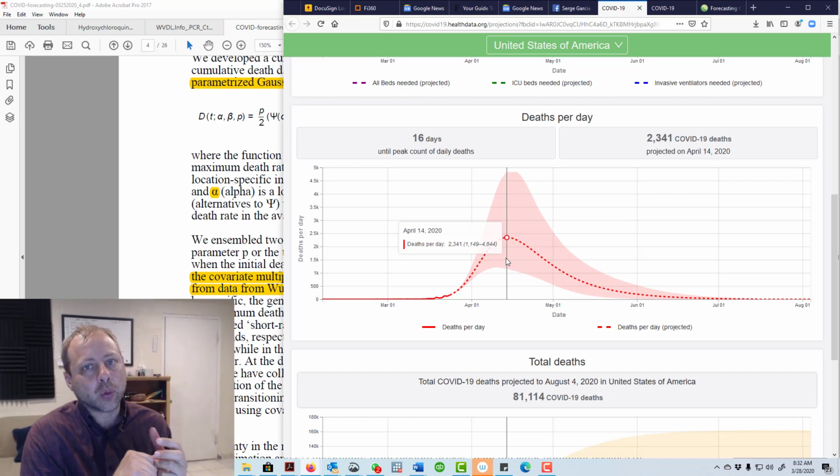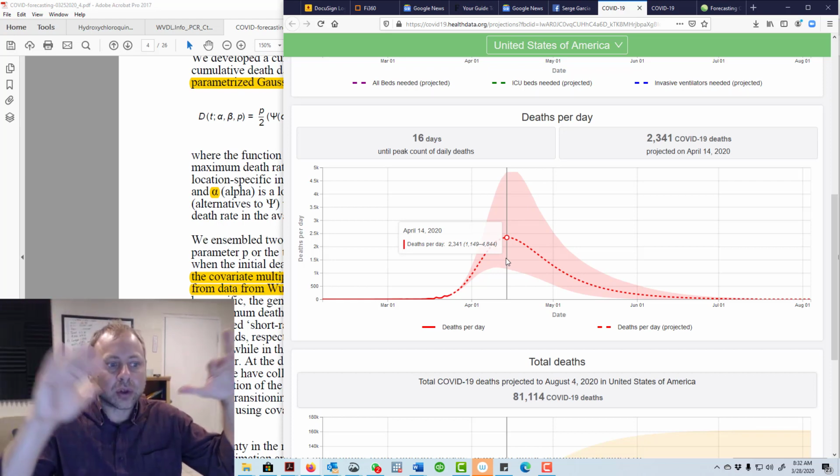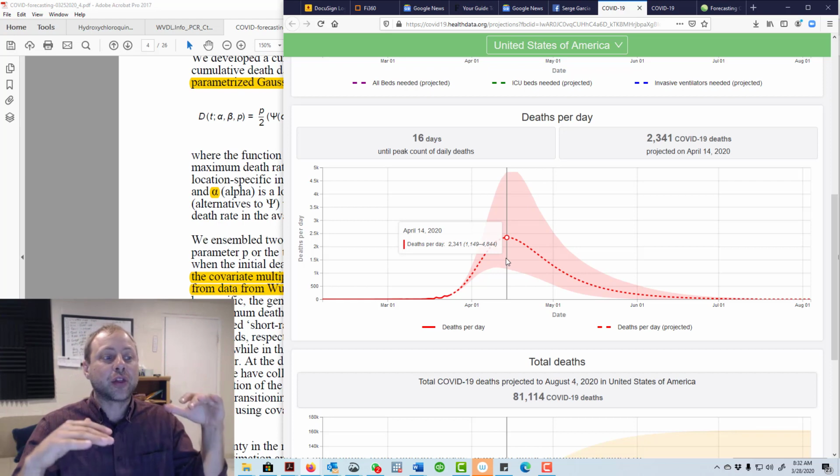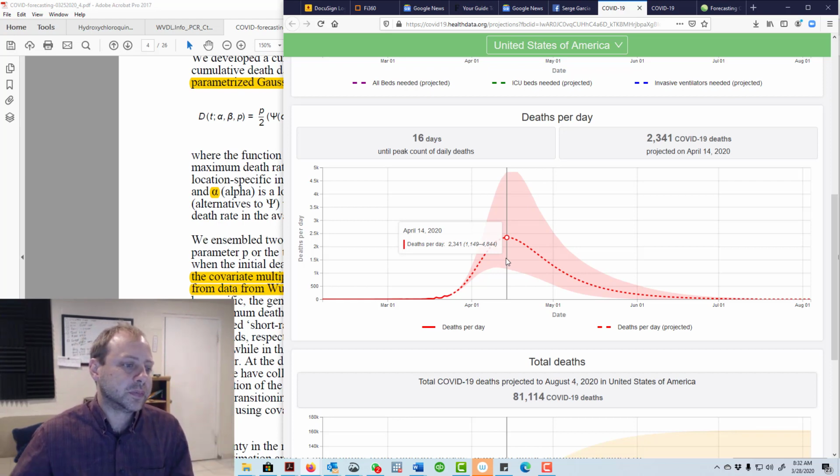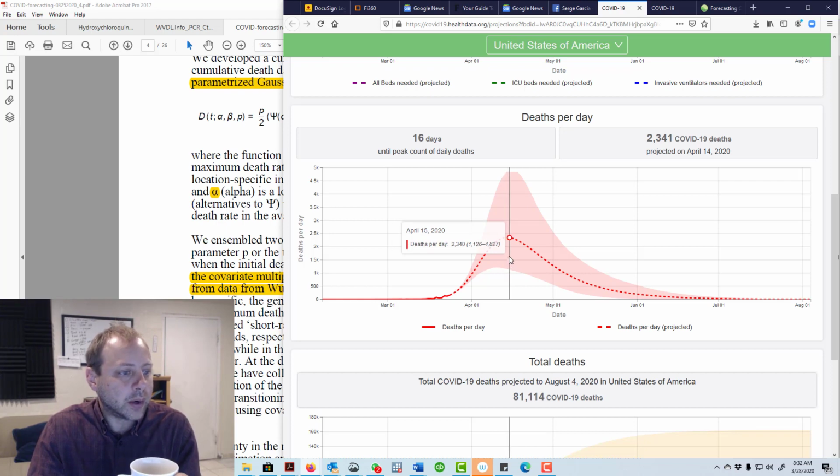So if that's the number you're watching, you get to 2,000, we're starting to hit the top part of that curve. If you get to 3,000, then our projections are off, and there's nothing to do at that point because we will have already laid infrastructure or not. But when we hit 2,300, it looks like it flattens out real nicely there. I don't mean nice as in people dying is nice, but mathematically.